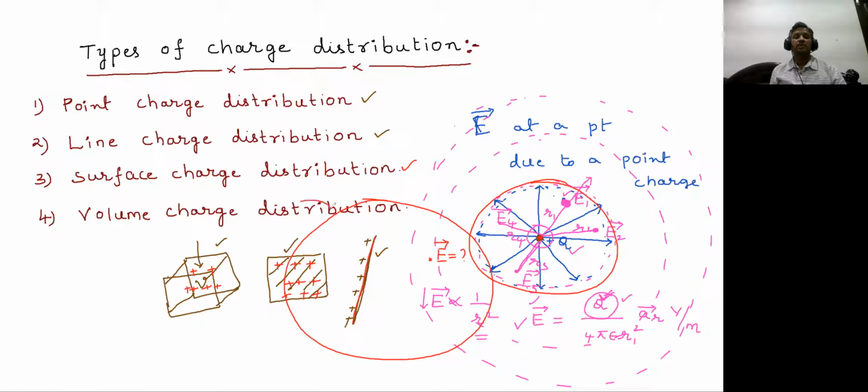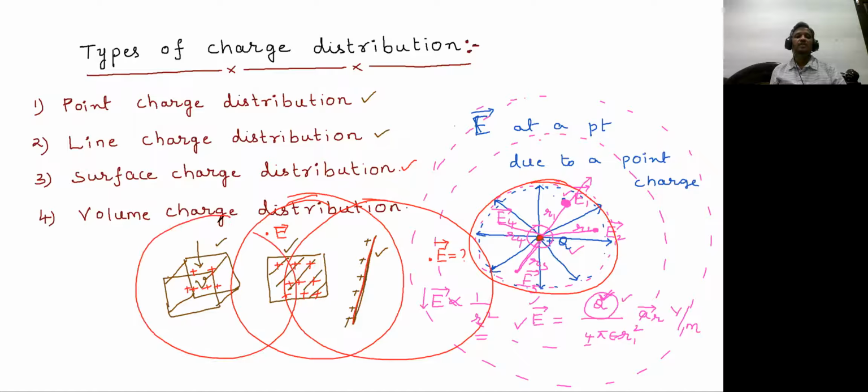Similarly, if you have an electric field around a sheet of charge distribution, what is the electric field intensity at this point? And if you have the electric field around a volume charge distribution, at some point, what is the electric field intensity? This is what we should try to see in these types of charge distribution.